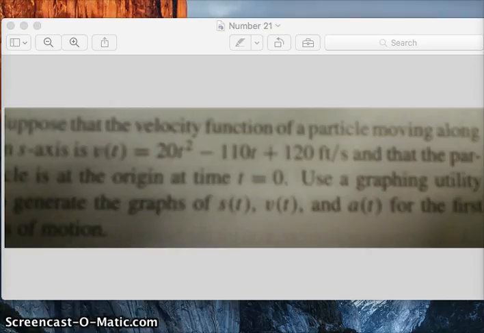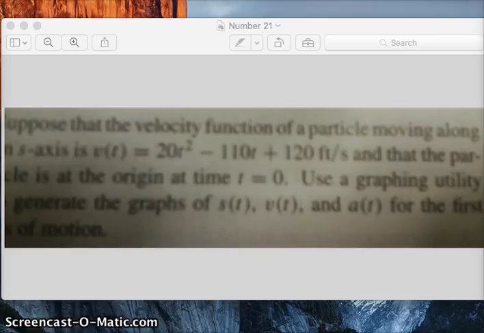Suppose a velocity function of a particle moving along a particular axis is 20t squared minus 110t plus 120 feet per second. And the particle starts at the origin at time t equals 0. Use your graphing calculator to generate the graphs of, now watch it, s of t, that's the position function, v of t, the velocity function, and a of t, which is the acceleration function for this particular problem.